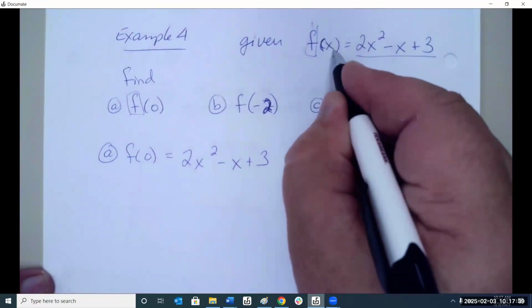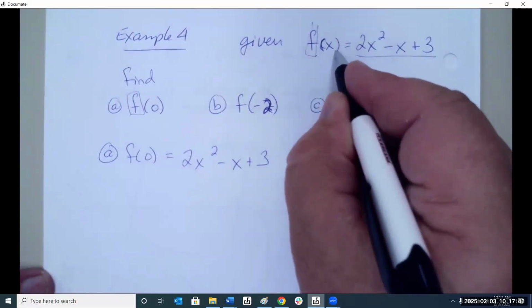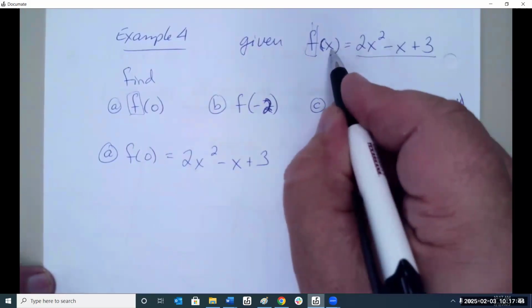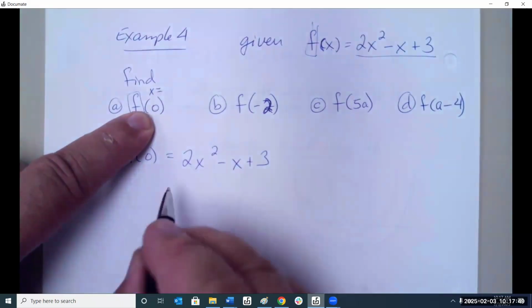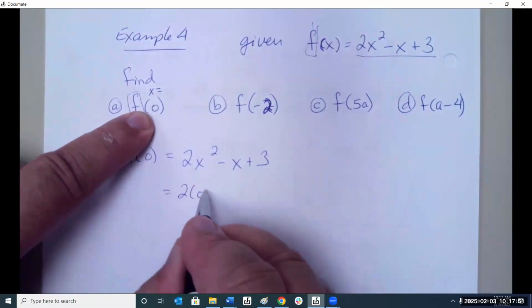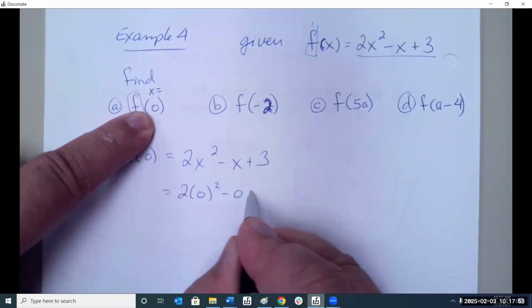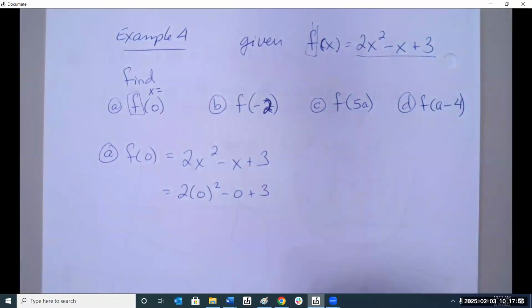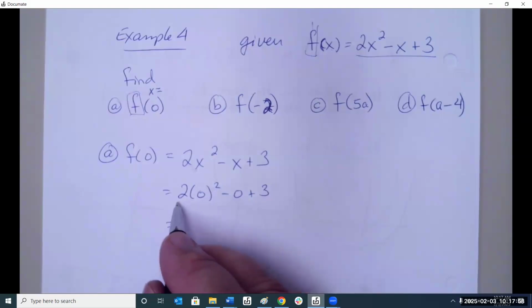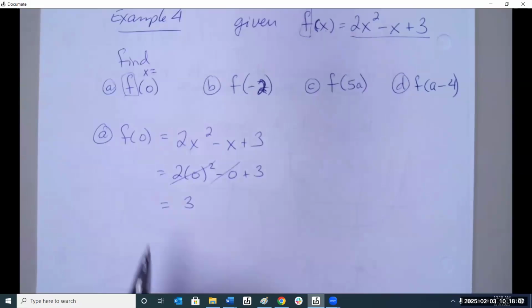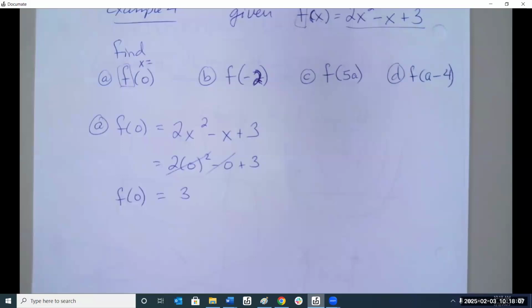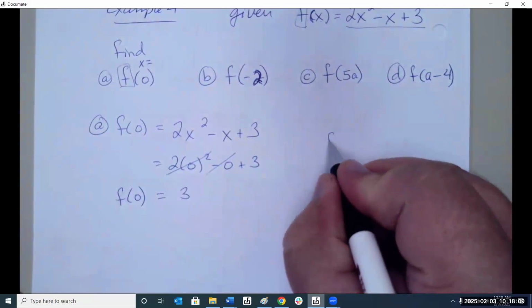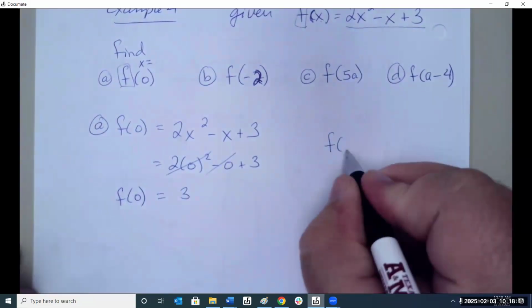Notice what's inside the parentheses is what? The x. In this case, in the function, it's x. I changed x to 0. So anywhere I see an x, I put a 0. So that becomes 0, that's 0, so the answer is 3. So f of 0 is 3. That's how you read functions.